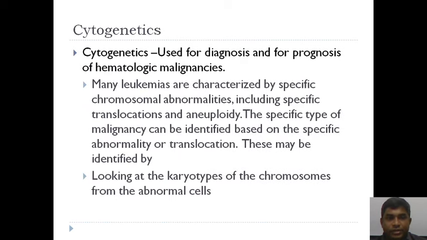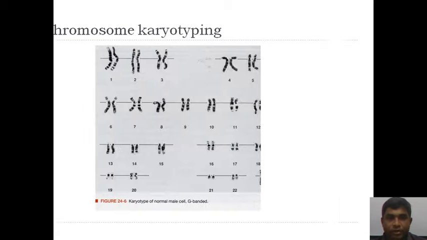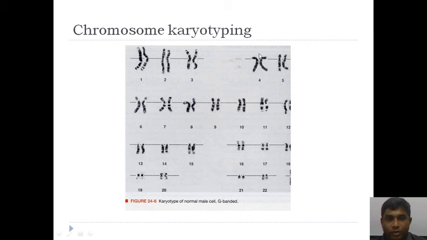So cytogenetics is the study of chromosome structure and number, which is used for diagnosing and for prognosis of hematological malignancies, especially acute leukemias. These abnormalities could be translocations or aneuploidy, which we diagnose by looking at the karyotype of the chromosomes. So this is how a normal karyotype or chromosome structure looks.